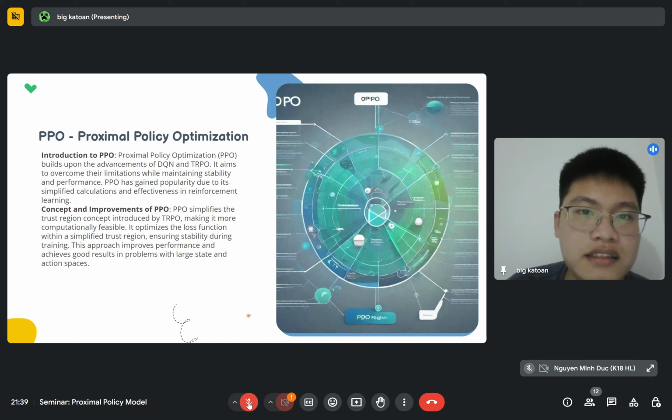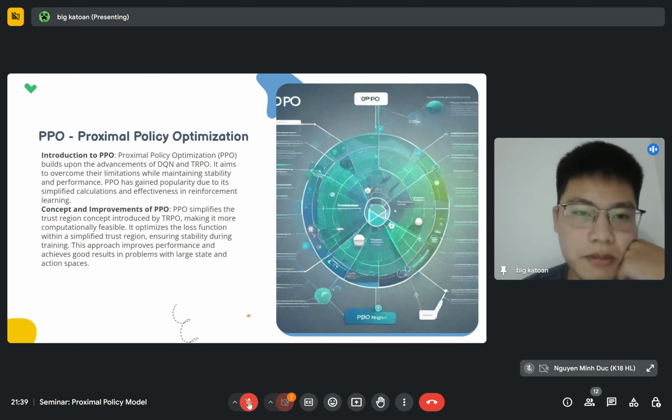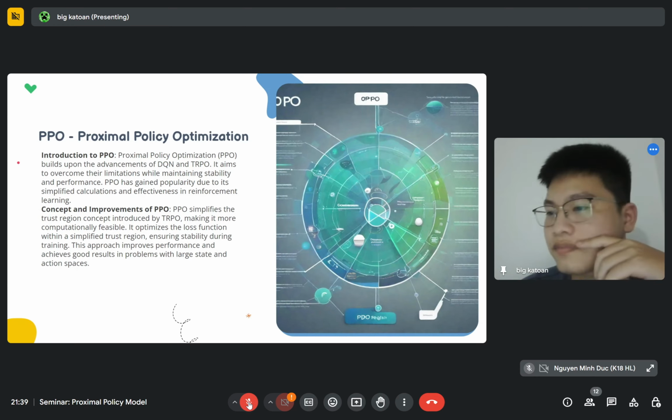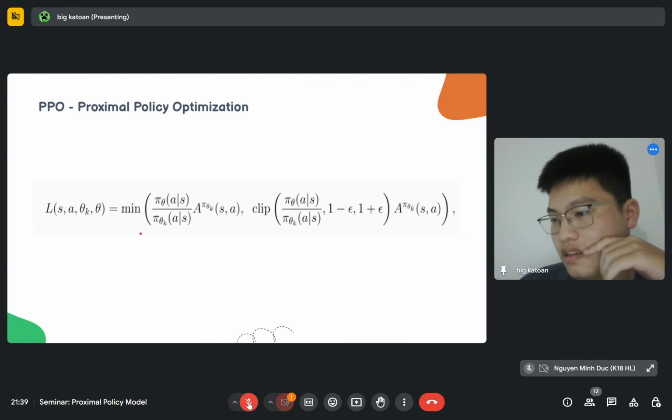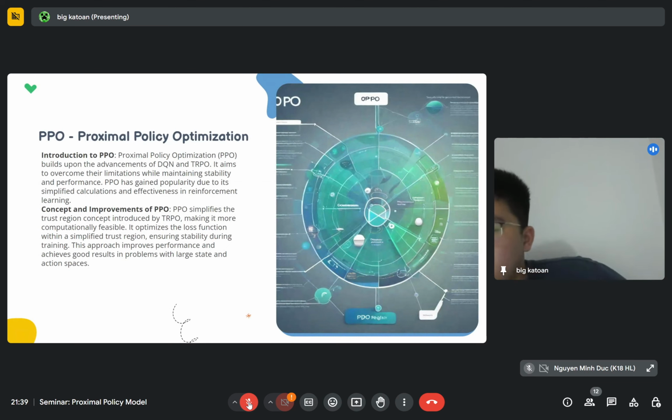And the last part we will talk about PPO, the Proximal Policy Optimization. This is the main part of today. The Proximal Policy Optimization is built upon the advancement of DQN and TRPO, and it aims to overcome the limitations while maintaining the stability and performance. PPO has gained popularity due to its simplified calculation and effectiveness in reinforcement learning.